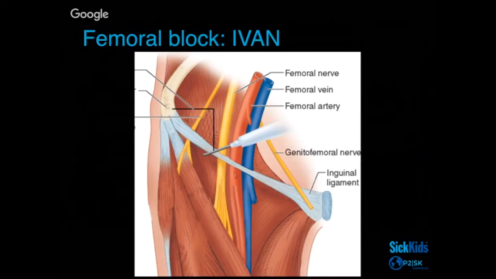It's in the inguinal area, where the nerve is close to the artery. So the mnemonic that we use in Switzerland, at least, is IVAN, meaning I for inferior, and then vein, artery, and nerve.